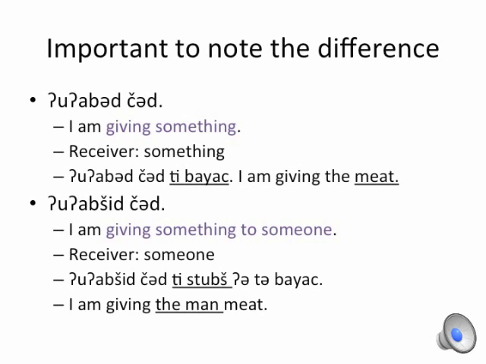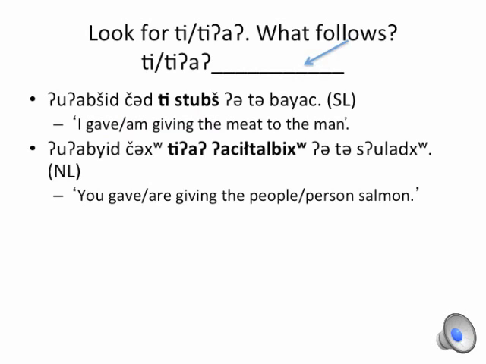So in both these sentence structures, T is marking the receiver. The receivers are just different because the verbs are different. O abid ched, something. O abshid ched, someone. So look for T in tiat. What follows T in tiat in these sentences?